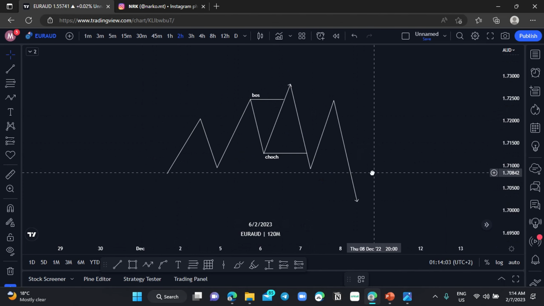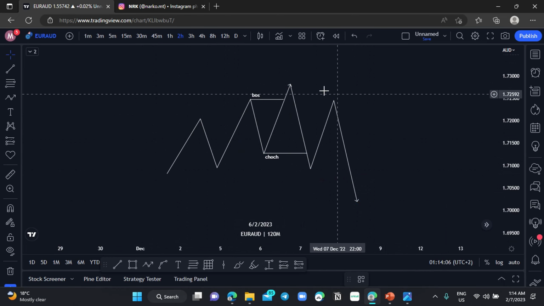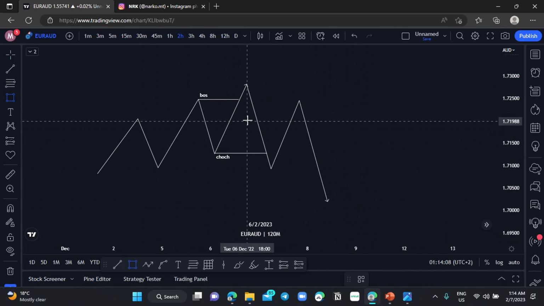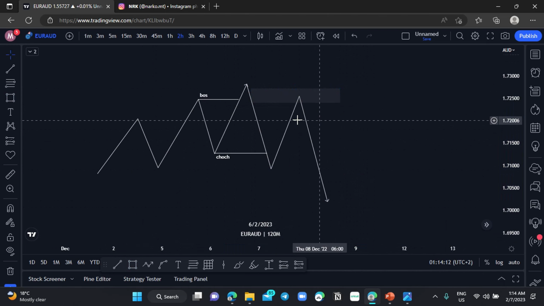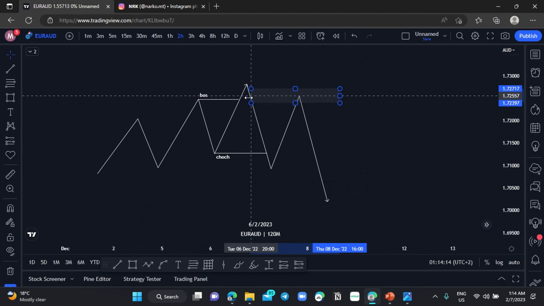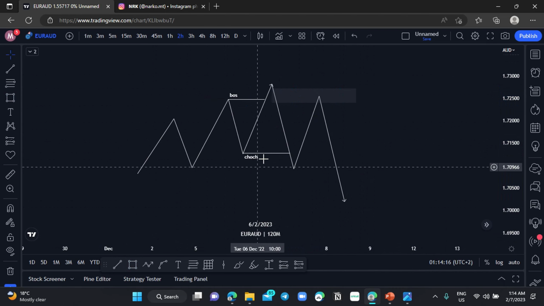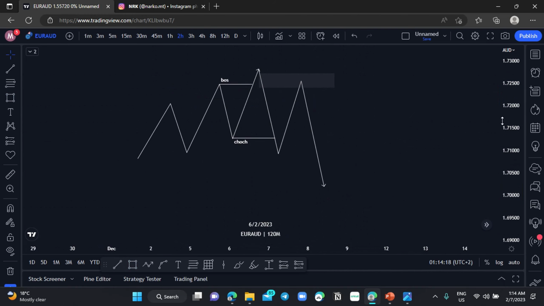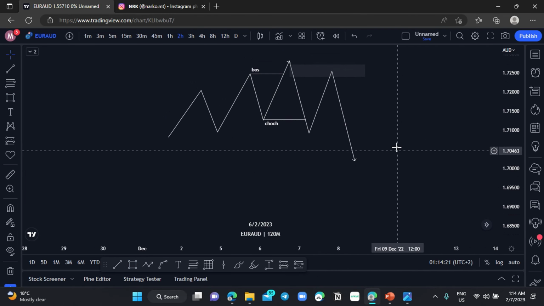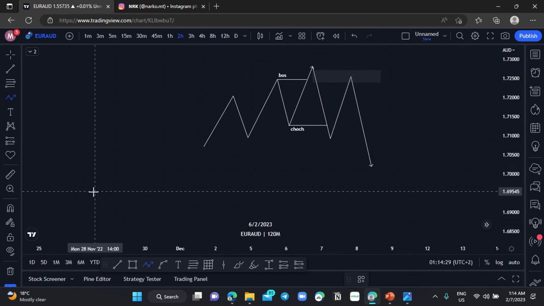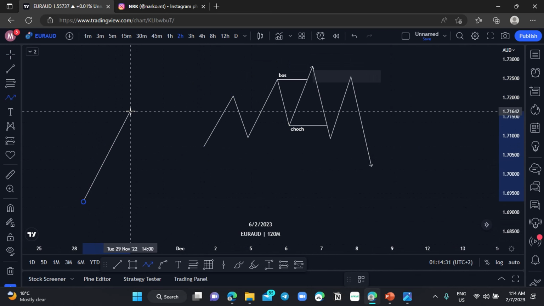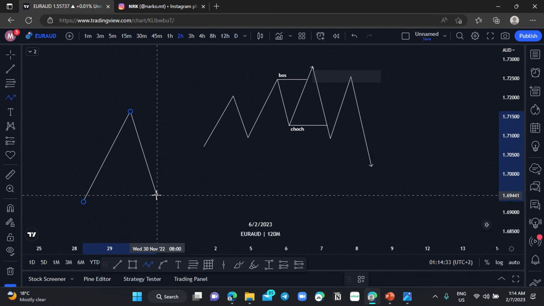Okay, so this is going to be your lower time frame, whereby you're going to take your trade here at this order block. So this is your lower time frame. In the case of your higher time frame, it's going to look something like this. Okay, so we're going to have something like this.